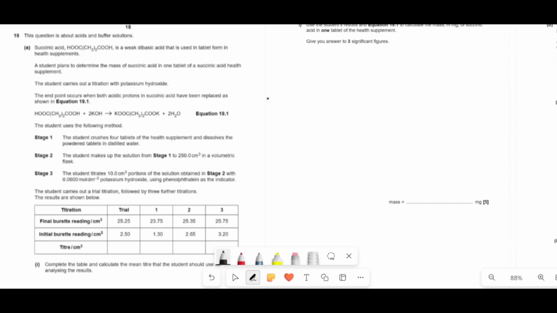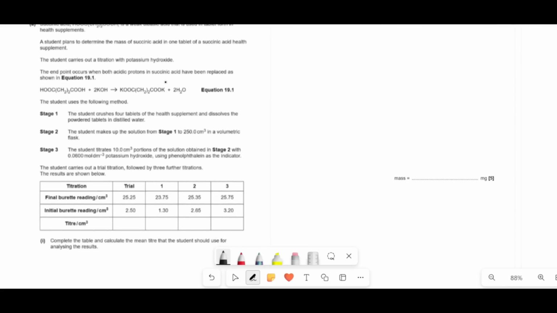The endpoint is when both of these protons in succinic acid have been replaced, as shown. So you've got HOOC, so you should be able to recognize that's a carboxylic acid group, and there's another one there. So you've got a dicarboxylic acid, adding your KOH, and then you make a salt plus water. Acid plus base makes a salt plus water. Every single acid-base reaction will do that in the entirety of the universe.